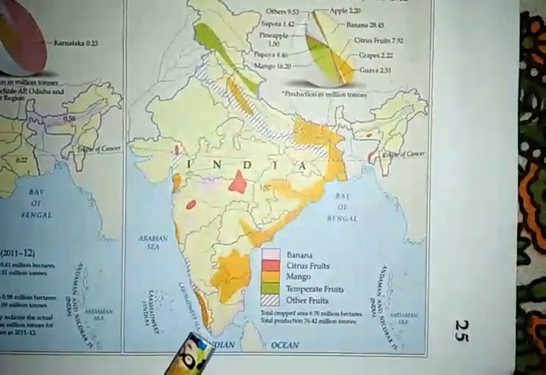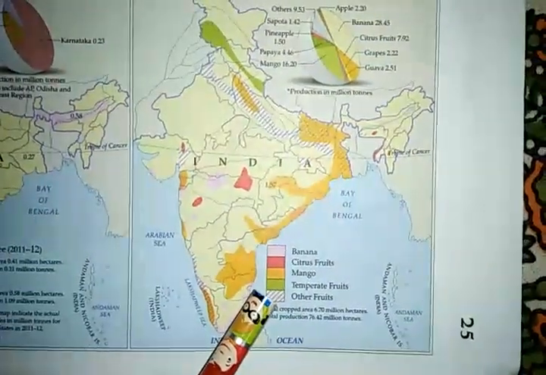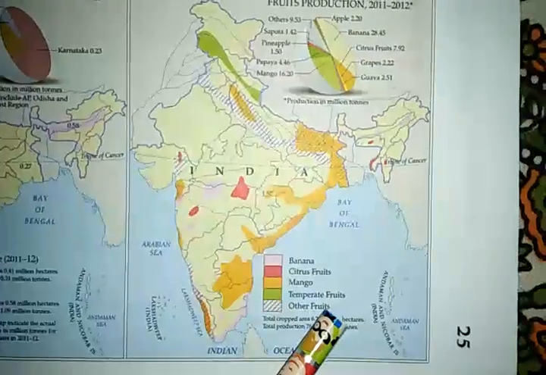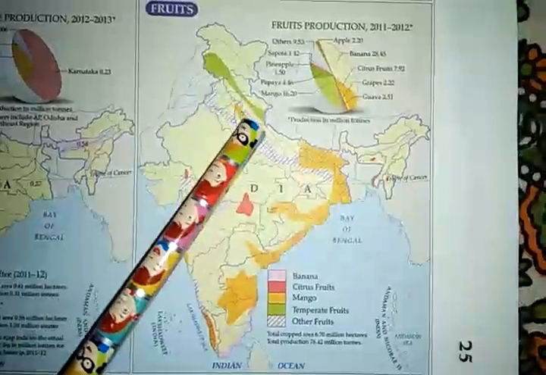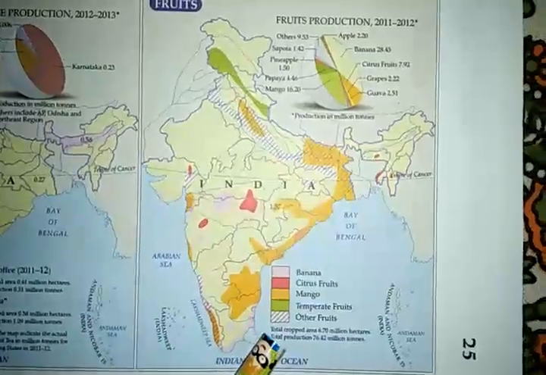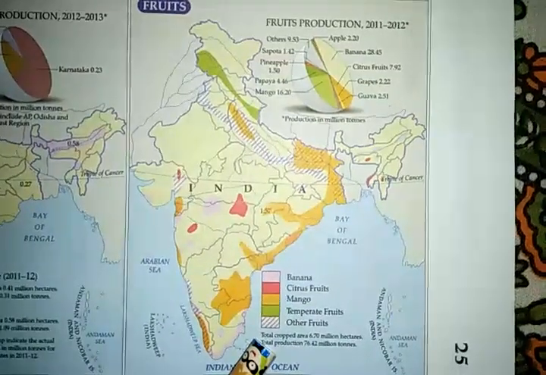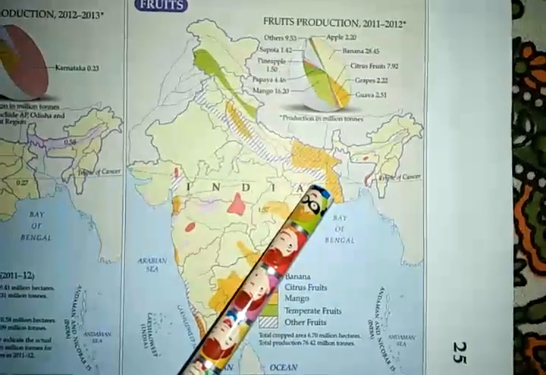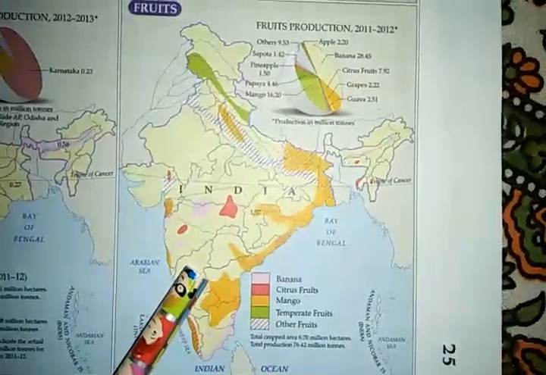Green, temperate fruits being cultivated in this part of India. And the last one, other fruits is cultivated in this region of India. So this is a thematic map.